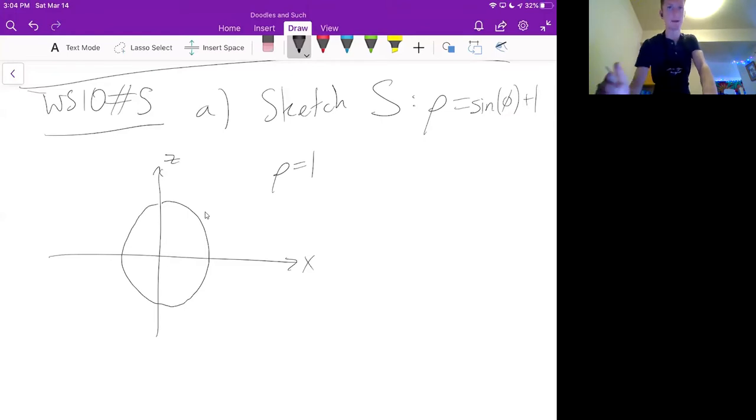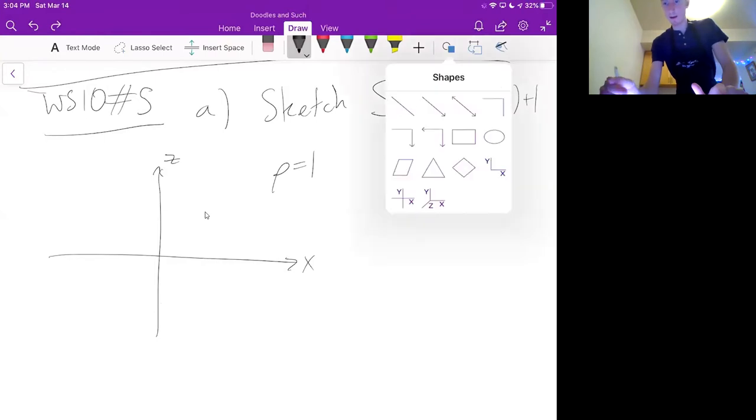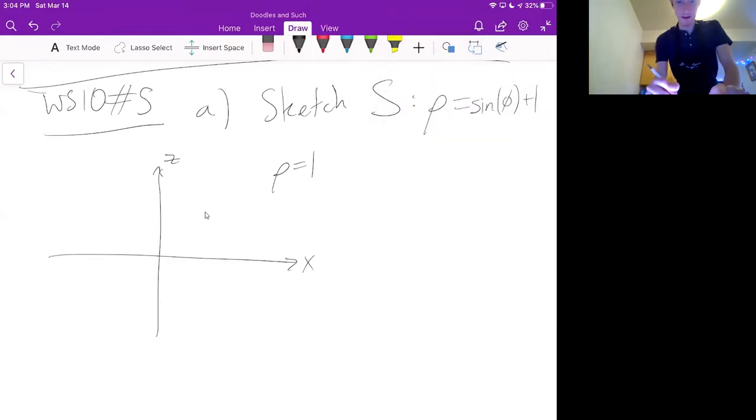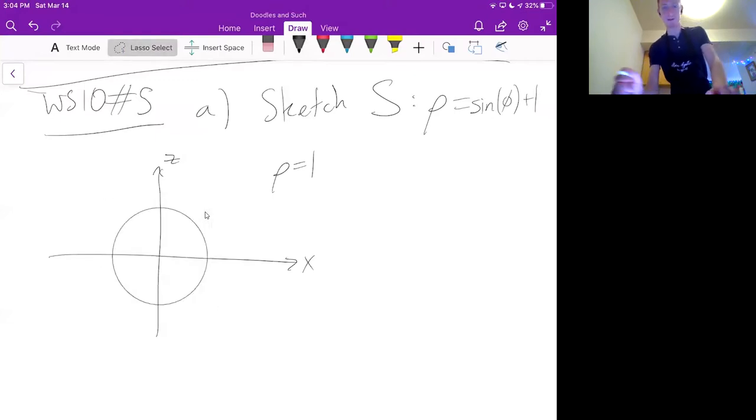I tried to draw a circle, but it didn't work either time. I think I can have my tablet do this for me. All right, how's that? A little better. Still not great. I think I can move it. Okay. All right, so that's some kind of circle. So if I have this just rho equals 1, I would draw a circle, and I would rotate that around, and I would get a sphere.